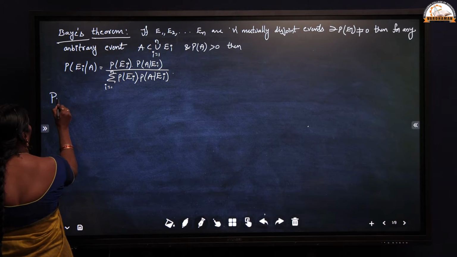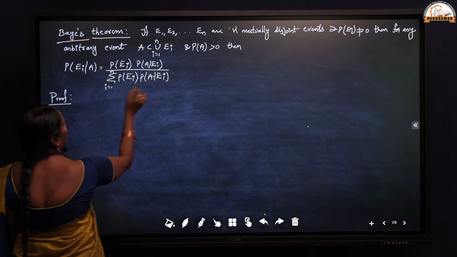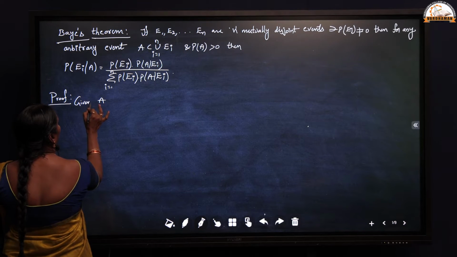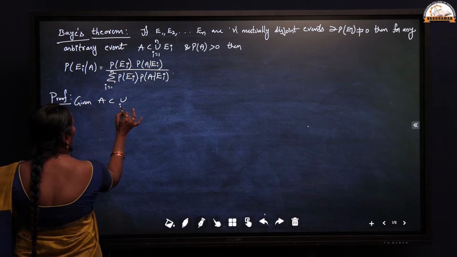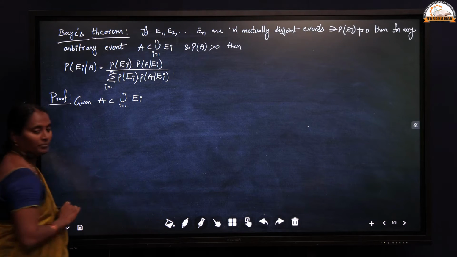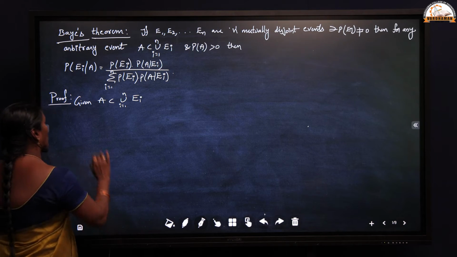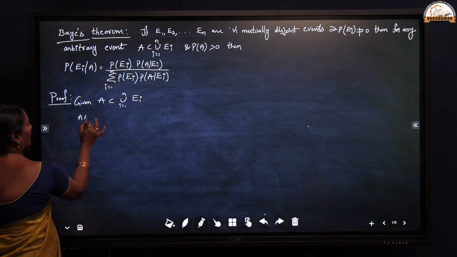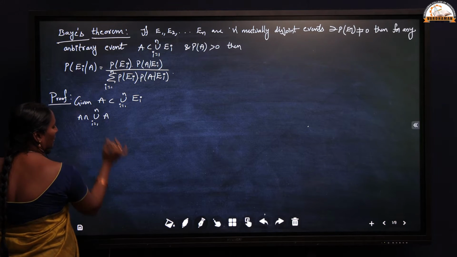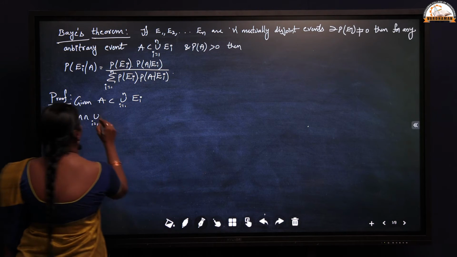Now let us see how to prove this statement. In the given statement, they mentioned clearly that A is a subset of the union of Ei for i equals 1 to n. If anything is a subset, then we write it as A intersection the union of Ei for i equals 1 to n.